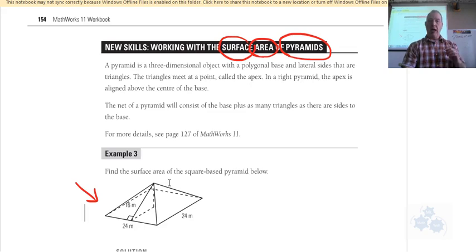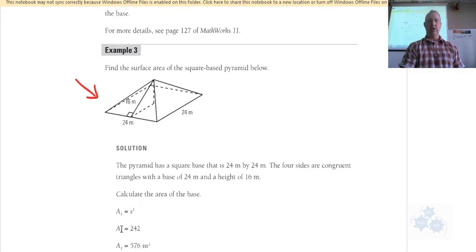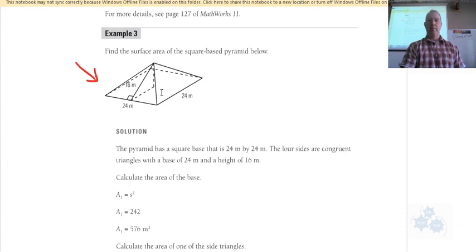When we talk about the surface area of a square-based pyramid, this one is square-based, even though it might not look like it in the diagram. Why? It's 24 by 24. The base is 24 meters by 24 meters. Okay? And notice that the 16 meters in the diagram is actually not the overall height. So we're not talking about the overall height here.